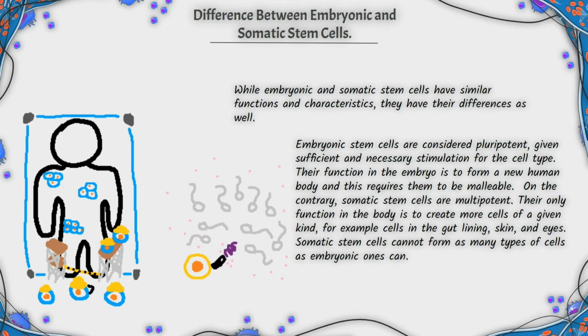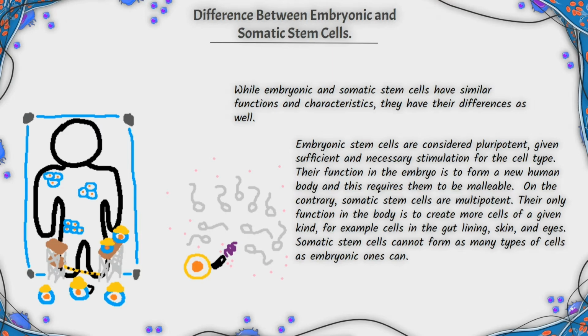The difference between embryonic and somatic stem cells. While embryonic and somatic stem cells have similar functions and characteristics, they have their differences as well. Embryonic stem cells are considered pluripotent, given sufficient and necessary stimulation for the cell type. Their function in the embryo is to form a new human body, and this requires them to be malleable, meaning they must be capable of differentiating into any or most cells in the body.